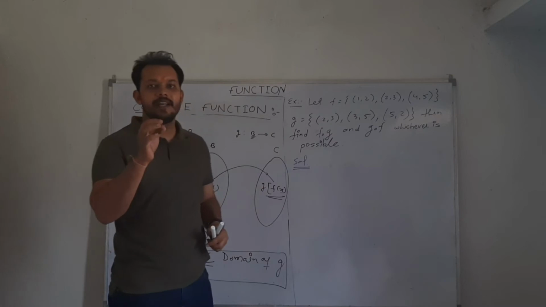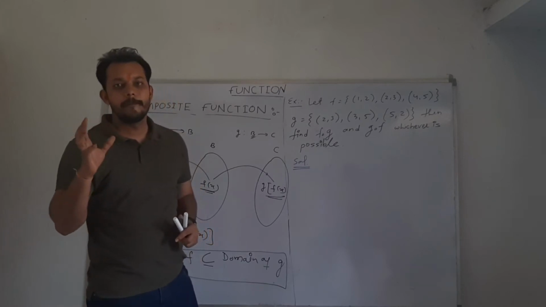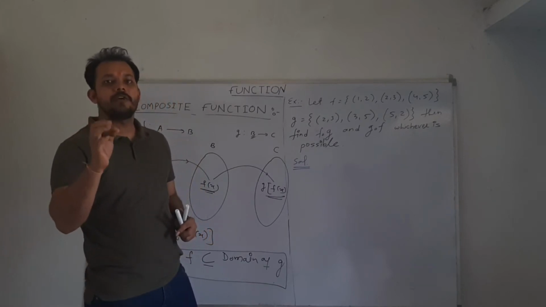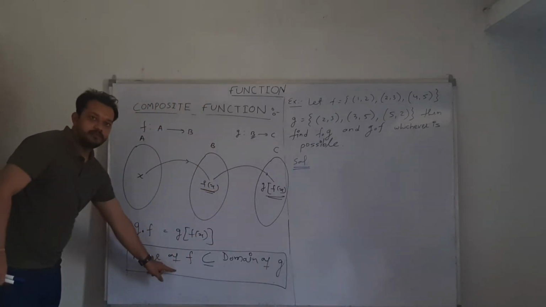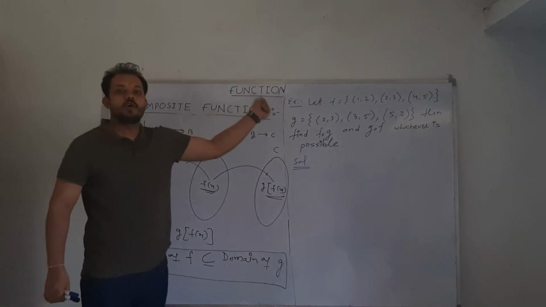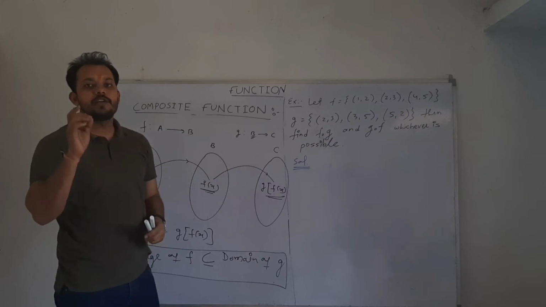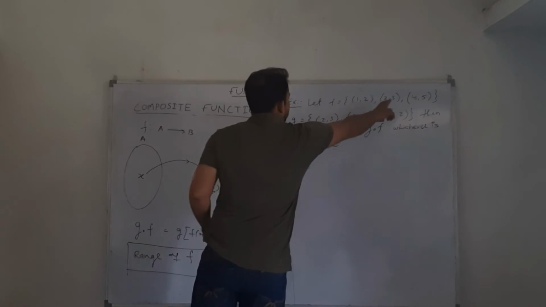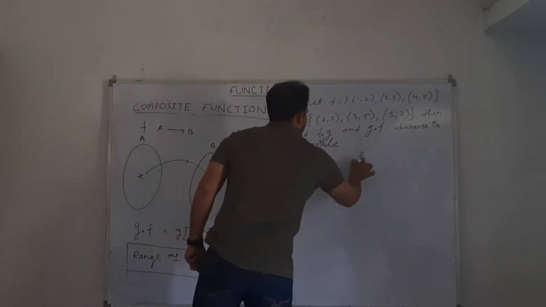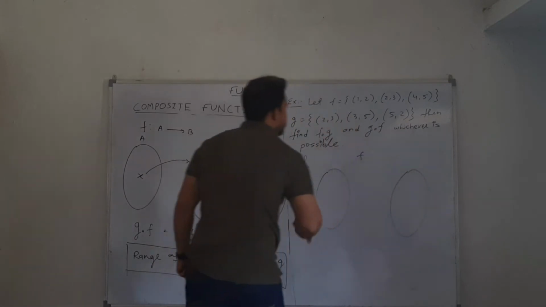Before finding any composite function, first we have to check whether the composite function is defined or not. To check that, we have to check this criterion. For that, we have to find the domain and range of both functions f and g. So how to find the domain and range of functions f and g? To find the domain, we will consider this function f. This is the domain of the function, this is the range of the function.